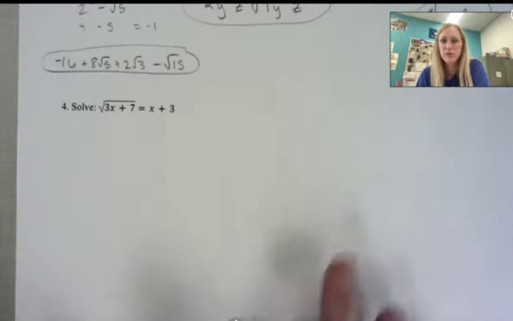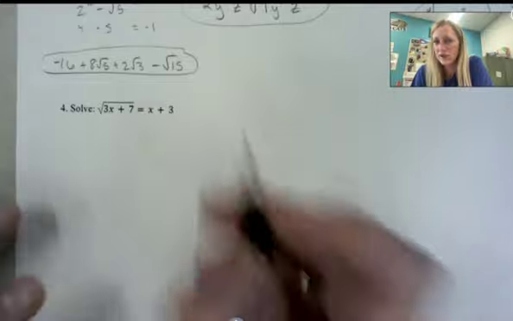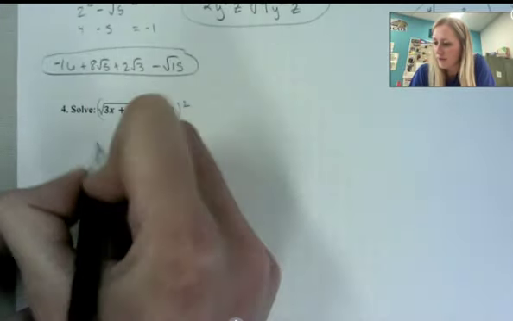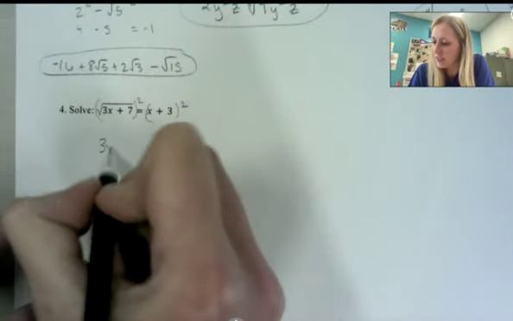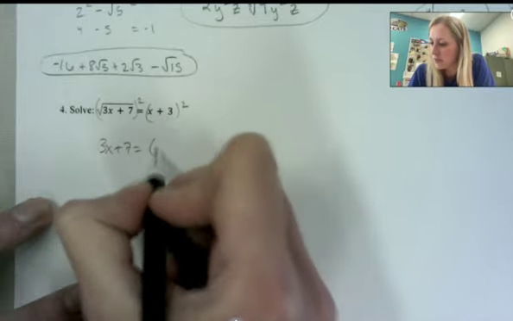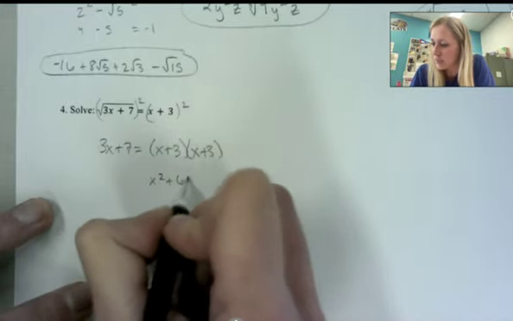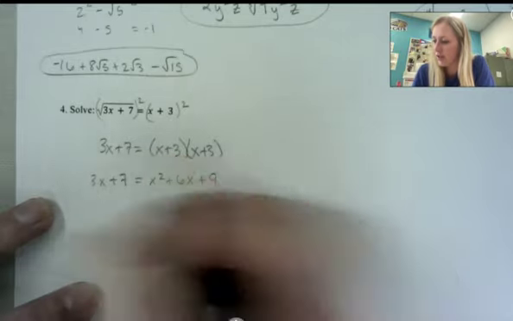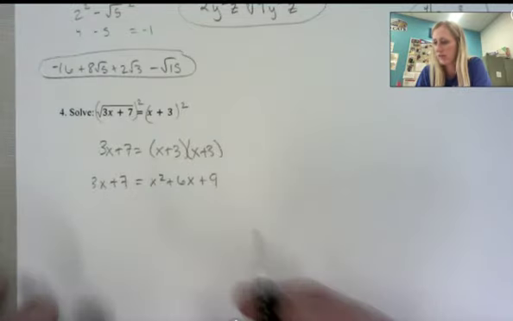Okay, last example we're going to solve here. So my radical is already by itself, so to get rid of the radical, we're going to square both sides. So I've got the square root is gone, and I'm left with 3x plus 7 equals x plus 3 squared, which remember that is this. So if I distribute twice, I get x squared plus 6x plus 9. Okay, so don't just say it's x squared plus 9. You miss out on that middle term if you do not square that correctly.